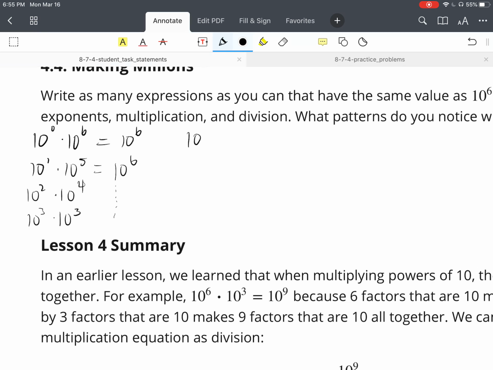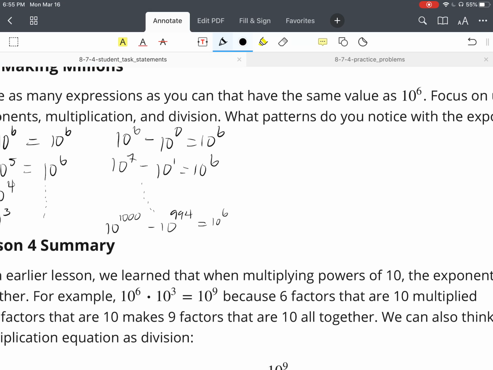Once again, we can also do subtraction. 10 to the 6th minus 10 to the 0 is equal to 10 to the 6th. 10 to the 7th minus 10 to the 1st is equal to 10 to the 6th. 10 to the 1,000 minus, why do I have to pick such a big number? 994, right? Because 1,000 minus 994 is equal to 10 to the 6th. So there's hella different ways.